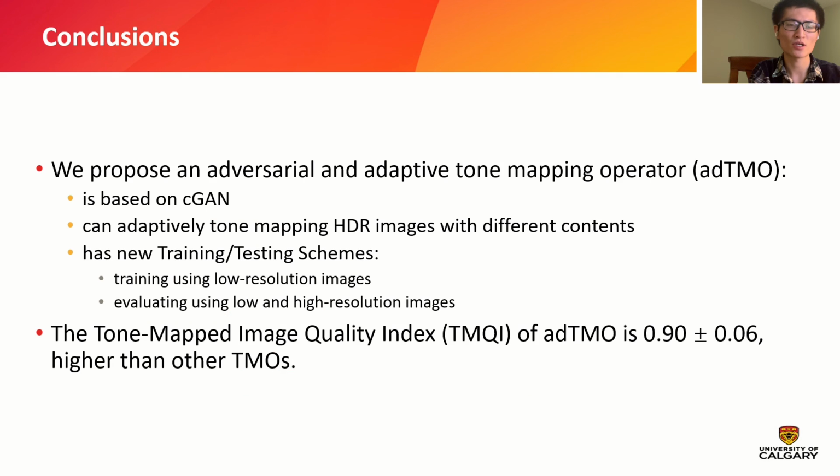Finally, we go to the conclusions. In this page, we propose a CGAN-based adversarial and adaptive tone mapping operator, which can adaptively tone map HDR images with different contents, and we deploy different training and testing schemes, use low-resolution images to train adTMO, use low-resolution and high-resolution images to evaluate its effectiveness. TMQI of our adTMO can reach 0.9 plus or minus 0.06, higher than all other TMOs.